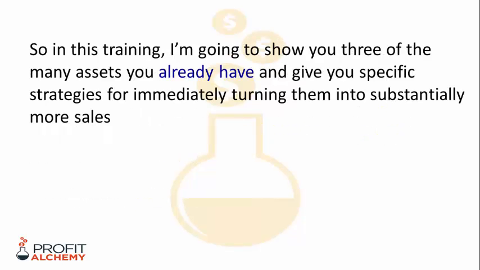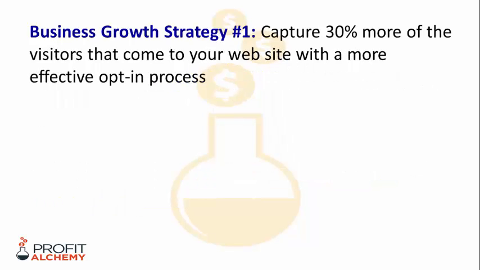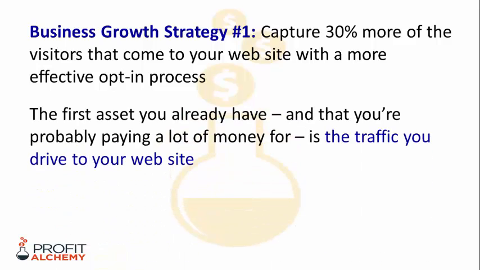So in this training, I'm going to show you 3 of the many assets you already have and give you specific strategies for immediately turning them into substantially more sales. And when you're done with this short training, you'll be able to use these 3 strategies to start growing your sales and profits right away. Now, business growth strategy number 1 is to capture 30% more of the visitors that come to your website with a more effective opt-in process.